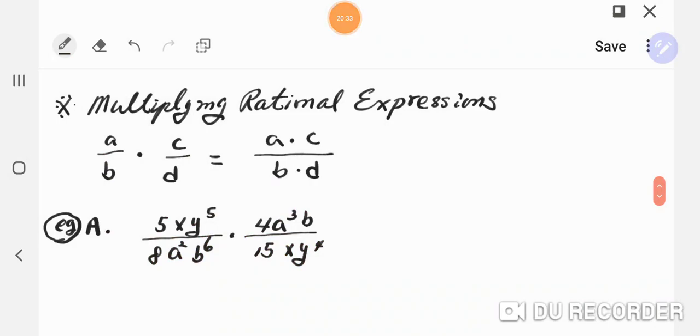Okay, multiplying rational expressions. There are two rational expressions in this case, two fractions, and we want to multiply these two fractions. When you multiply fractions, it's very simple. Make one fraction with one fraction bar, multiply the numerators. The numerators will be the product of all the factors in the numerators, and the denominators will be the product of all the denominators. Very simple. So let's do an example here.